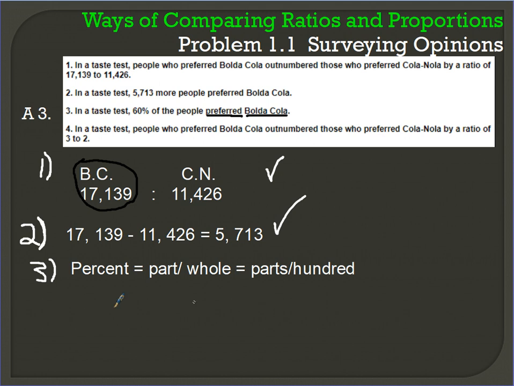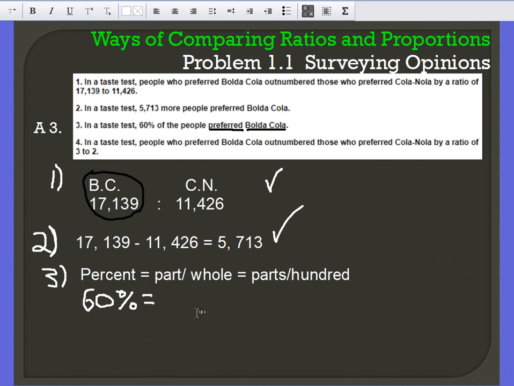Since this is the 60% that we're looking for, so I'm trying to write with a mouse, so pardon the second grade handwriting here. 60%, we're going to see if that equals the part that we have, 17,000. Let me go ahead and just type that. For Bolda-Cola, so the part of the whole Bolda-Cola votes.